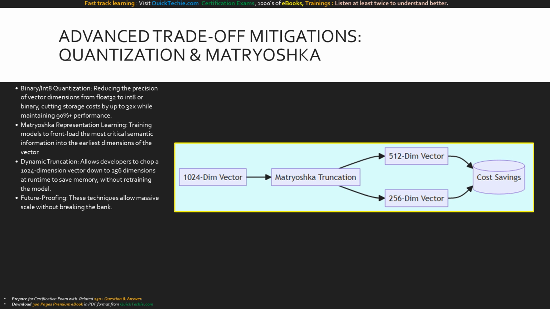Our final diagram illustrates matryoshka truncation. We start with a massive, expensive 1024-dimension vector. Because the model front-loads the semantic value, we can safely slice the array down to 512 or 256 dimensions, feeding directly into massive cost savings without losing the core meaning.